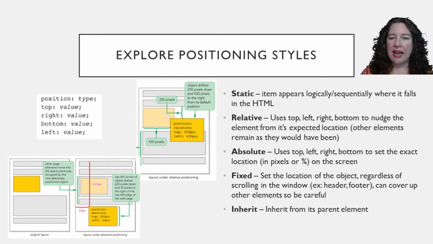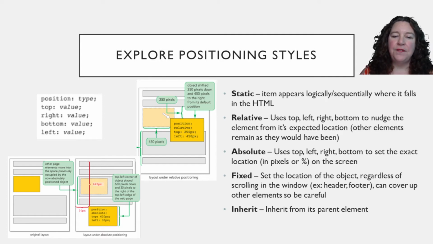We can also use absolute positioning, which also uses the top, left, right, and bottom values, but they set the exact location in pixels or percentages relative to its parent object. So as opposed to being relative to the items around it, it's relative to its parent. We can set absolute positioning within your parent object to make sure something is always 20 pixels down from the top, rather than, say, 20% down from the parent.